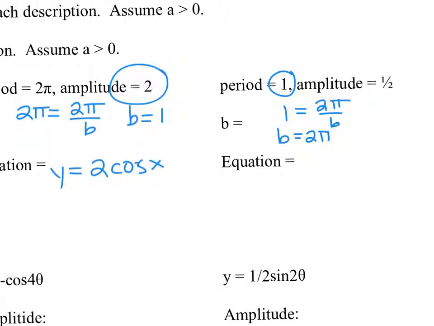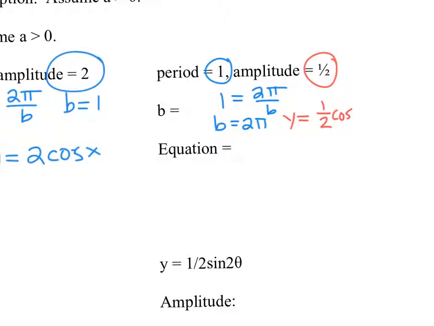So my equation is just going to have a pi in it. So it's going to be y equals 1/2 cosine of 2 pi x. Don't forget to put the x in there. So pi, people get confused, that is not a variable. Okay, so pi is an actual irrational number. So don't just stop at 2 pi, make sure you put the x in it.